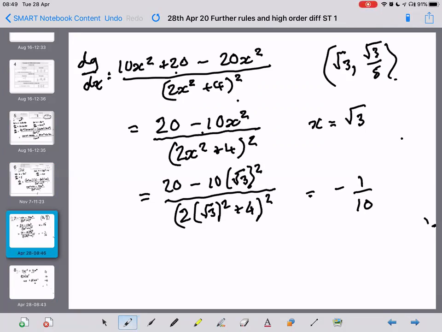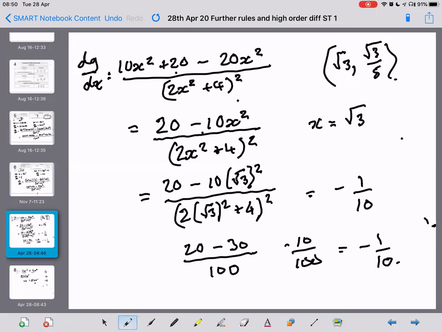That ain't actually that difficult to do because root 3 squared is 3. So that top line becomes 20 minus 30. And the bottom line is 2 times root 3 squared, so that's 6. Plus 4 is 10. 10 squared is 100. So it's fairly easy. That's minus 10 over 100, which is minus a 10.